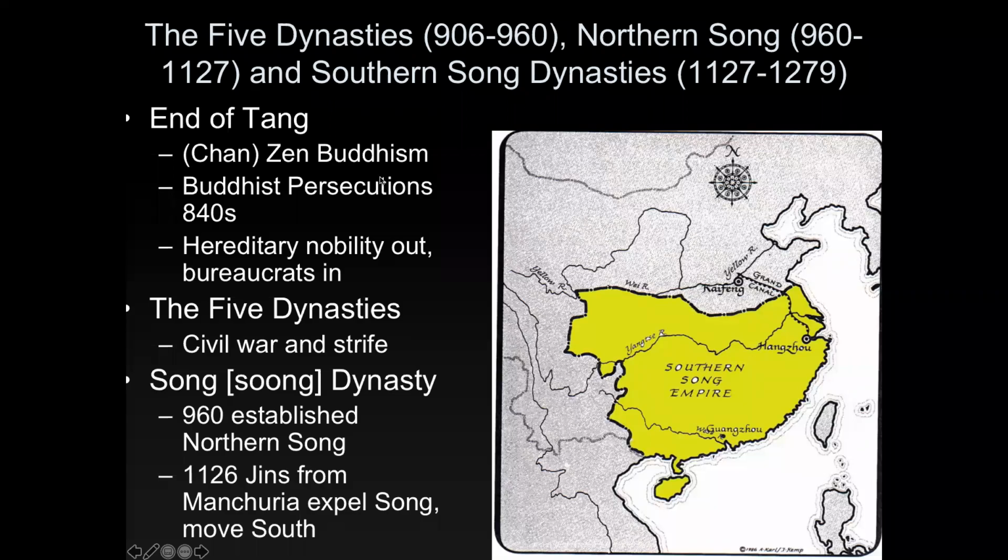So this lecture is about the five dynasties and the Song Dynasty. And I'm not really going to differentiate between the two since this isn't just a Chinese art class. So at the end of the Tang Dynasty, we start to see the development of Chan Buddhism, which is known as Zen in Japan. And in the United States, it's known as Zen because Japanese people brought over those concepts to the United States.